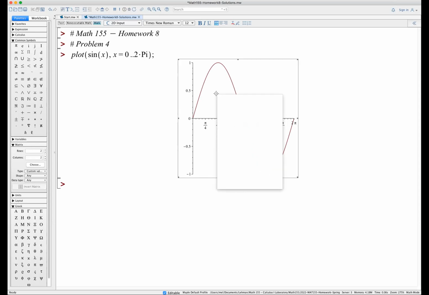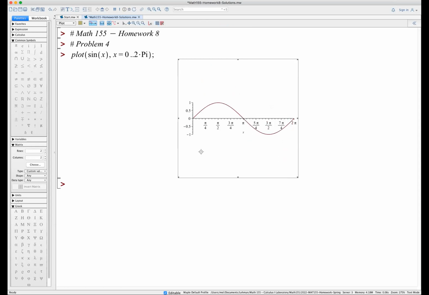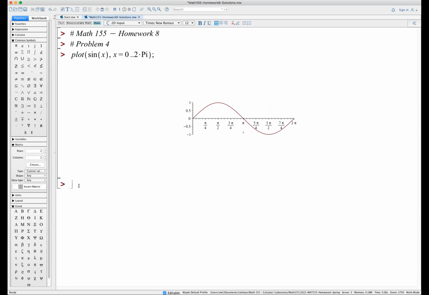You want to see it to scale, right click or scaling constraint. That's what it looks like. To find the area under the curve from 0 to pi, integral sine of x, x equals 0 dot dot pi, equals, and now write the same thing with the lowercase i. So that's the area from 0 to pi. It's positive 2 because the curve is above the x-axis.